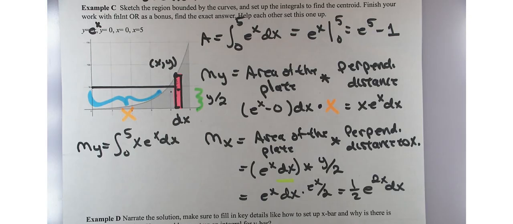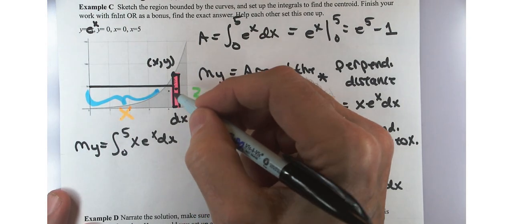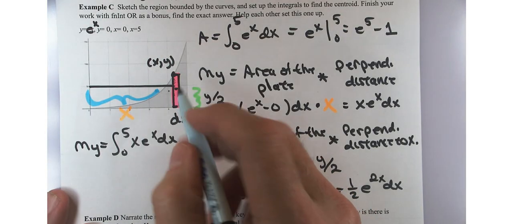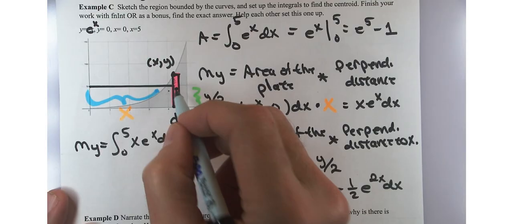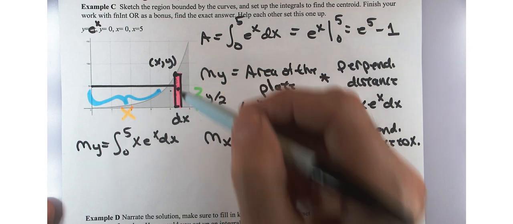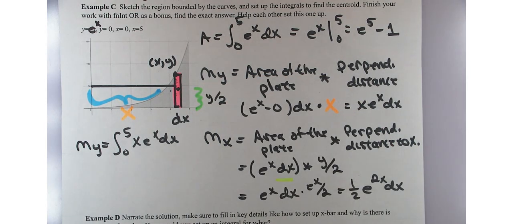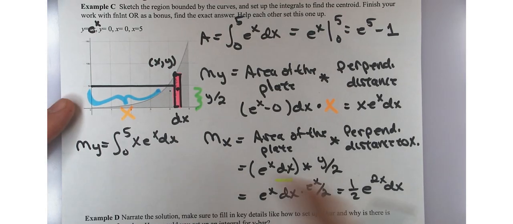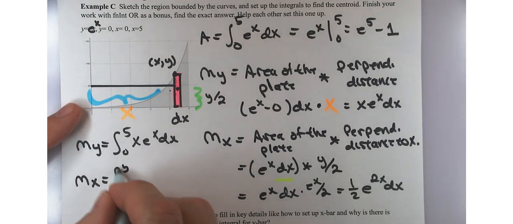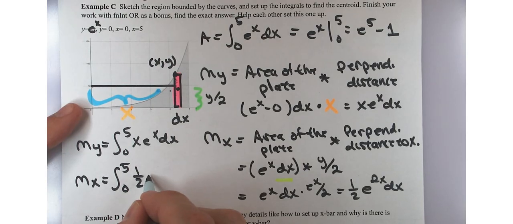Where did you get the y over 2? When you're looking at this plate and trying to figure out how it pushes down and around the x-axis, we're going to assume that all of its force is felt at that midpoint. So that midpoint would be half of the height of this function, which is going to be your y over 2. Appreciate the question. Now, to get M sub x, we're going to integrate from 0 to 5 of 1/2 e to the 2x dx.